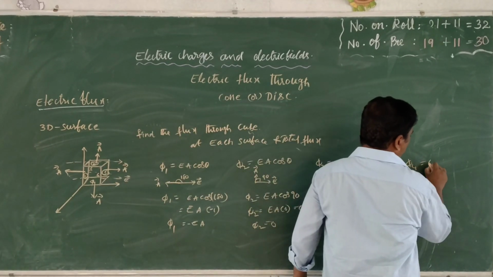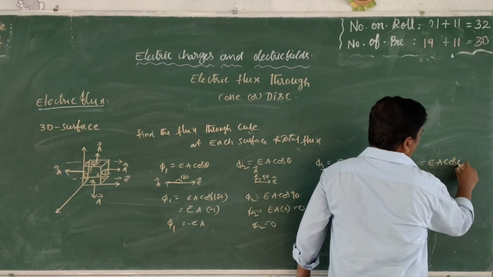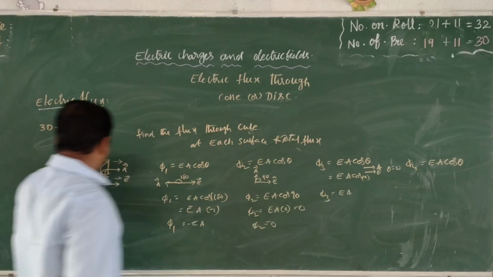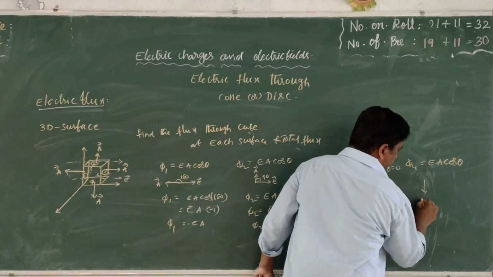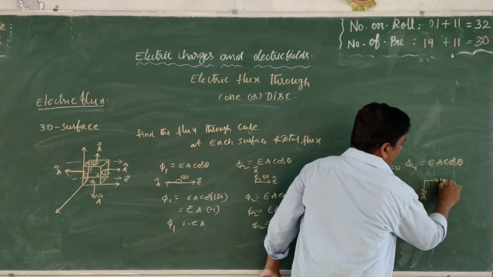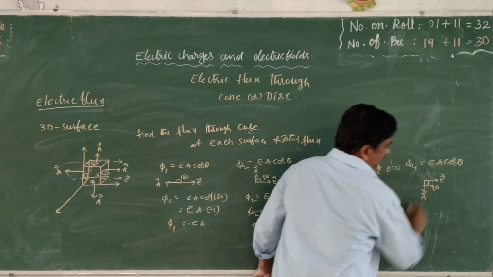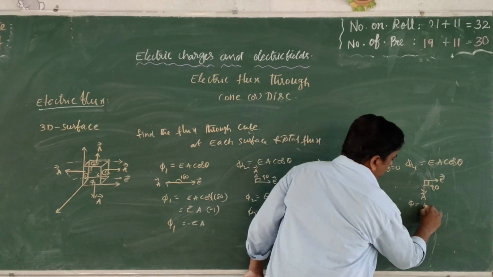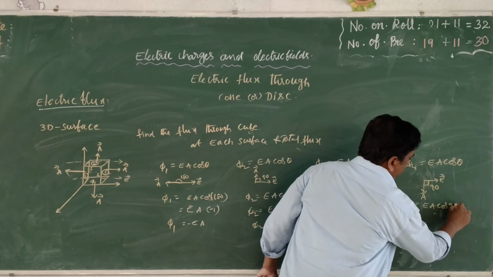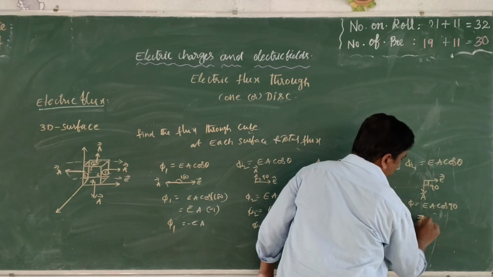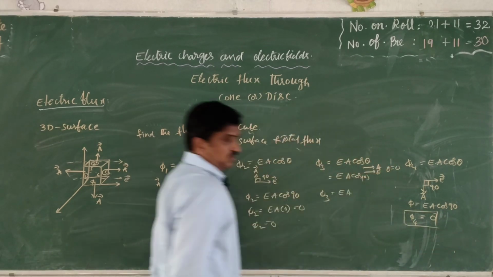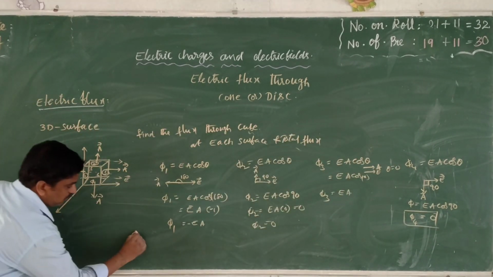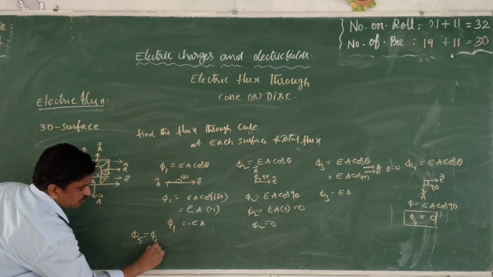Fourth surface. So what can we write now? EA cos theta. For the fourth surface, the area vector is downwards and the electric field is rightwards. This is the area vector and this is the electric field vector. Both are at 90 degrees. So the flux is EA cos 90, and cos 90 means 0. Flux through the fourth surface is 0. The fifth and sixth surfaces are also perpendicular, so also 0.